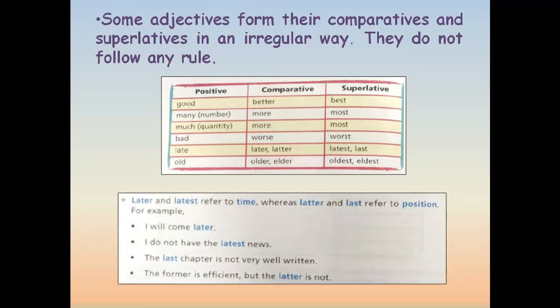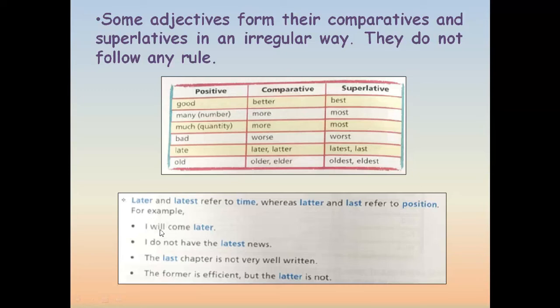Later and latest refer to time. See, later is the comparative degree of late and latest is the superlative degree of late. And these refer to time. So whenever you're talking in terms of time, we say later and latest. Whereas latter and last refer to position. When we are talking about the position of something or some person, we use latter and last.